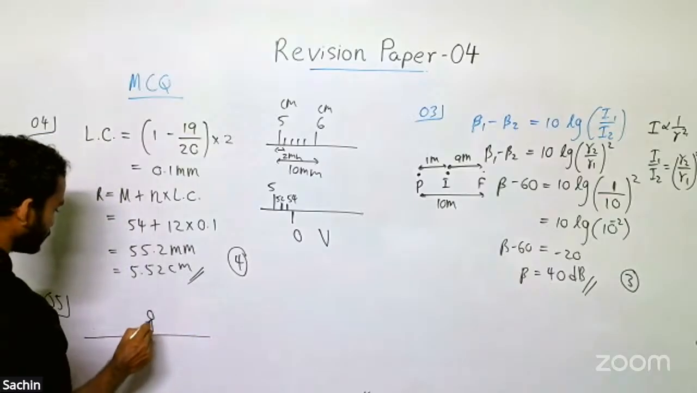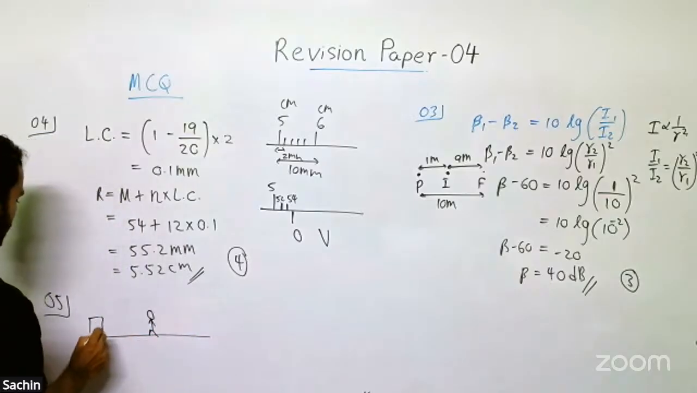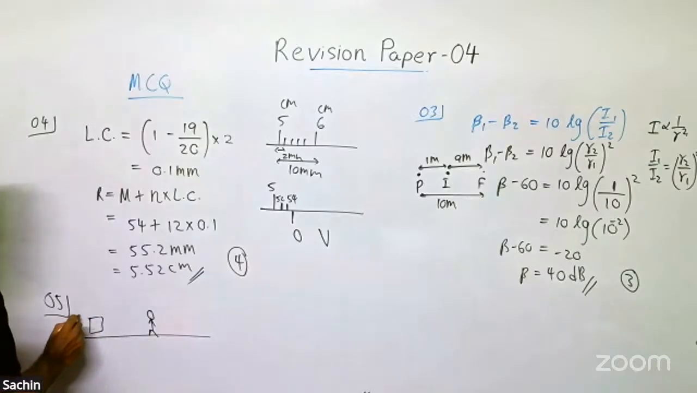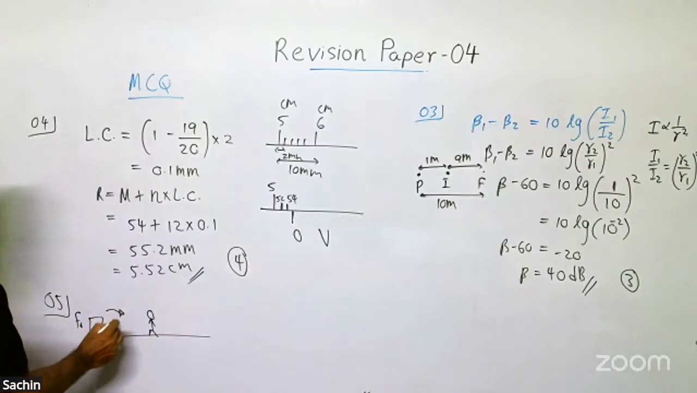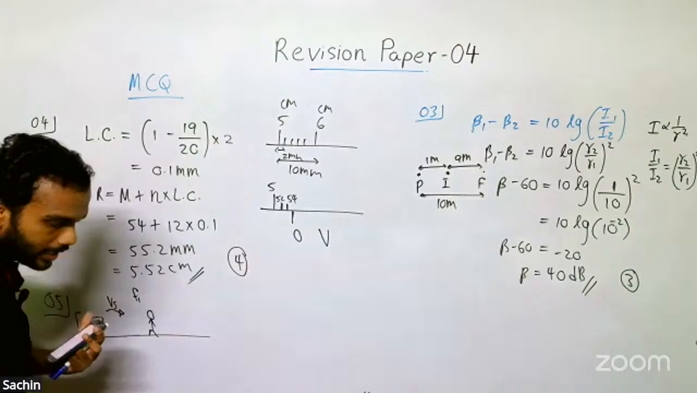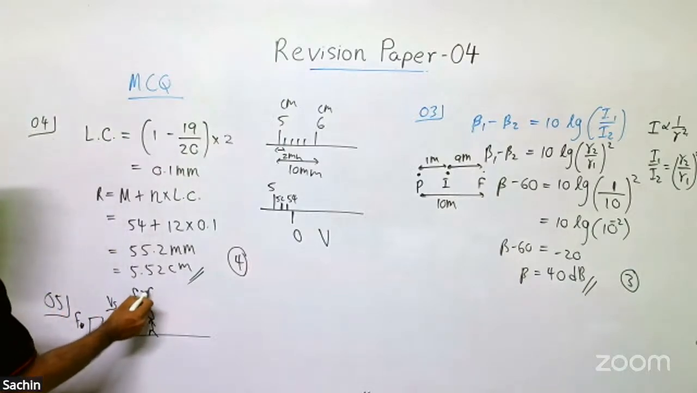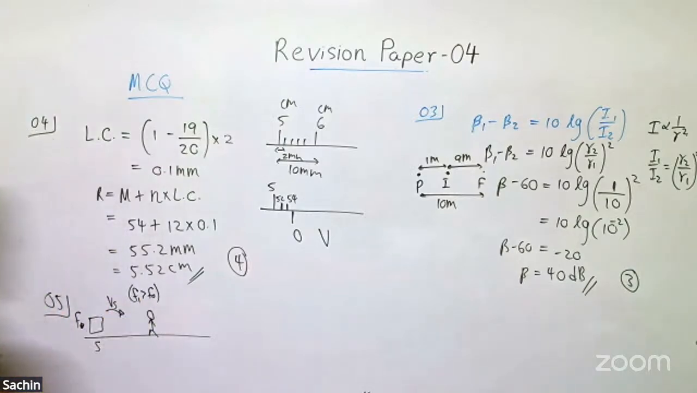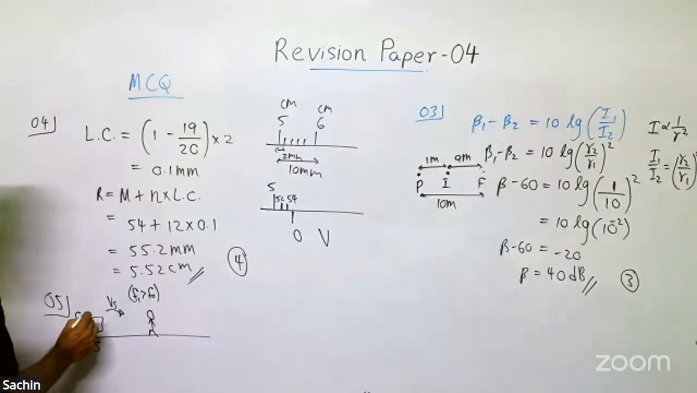So here's the observer. Initially the train is coming. Let's say its actual frequency is f0. So the sound wave approaching the observer is something like this. And let's say the observed frequency is f1. Obviously, if the source approaches, the relative velocity inverts, so f1 should be higher than the actual frequency. Clear?